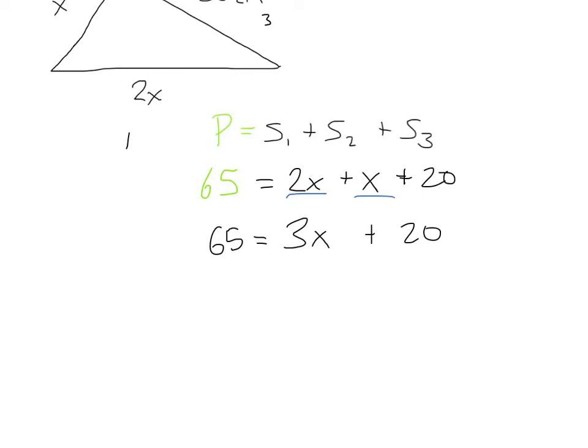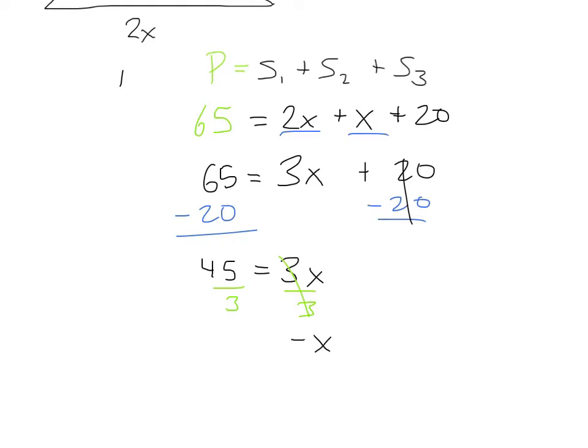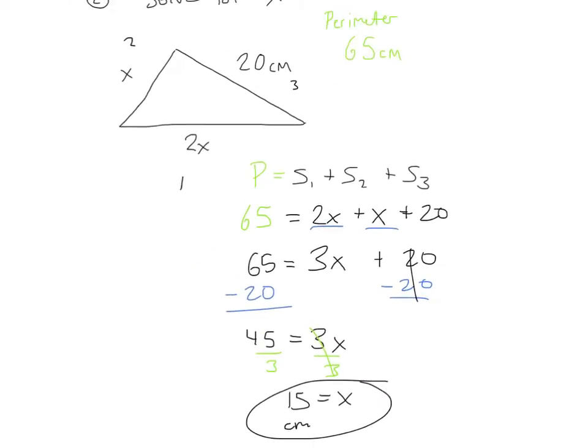Got to solve for x and get it by itself. So how do I do that? Well, let's subtract 20 from both sides. And that'll give us 45 equals 3x, and those cancel. And if we just divide by 3 and divide by 3, those cancel and get us x equals 15. And we're talking about centimeters here. So we've solved for x. We know that x is 15 centimeters.